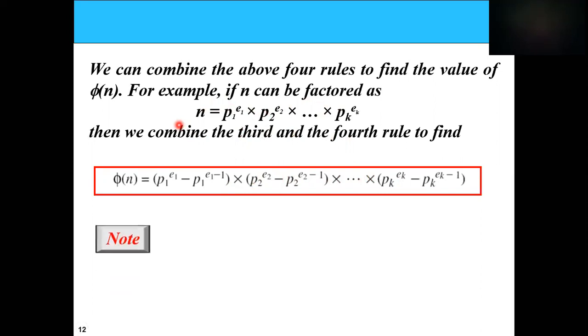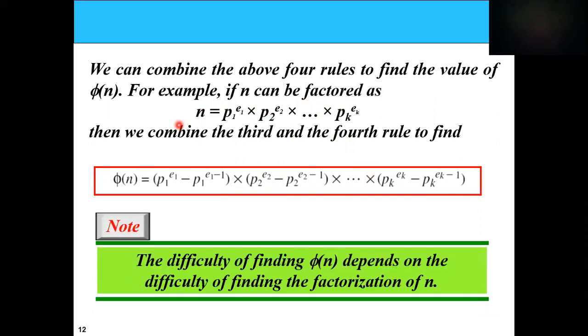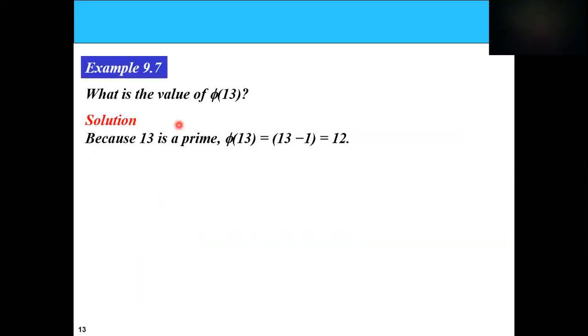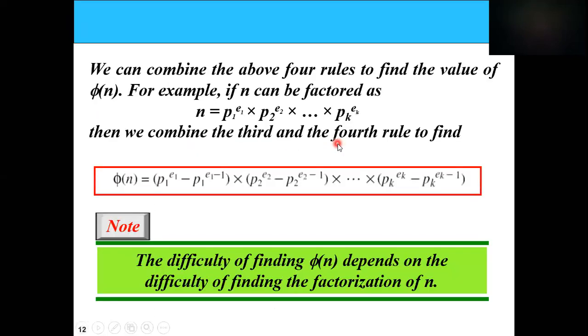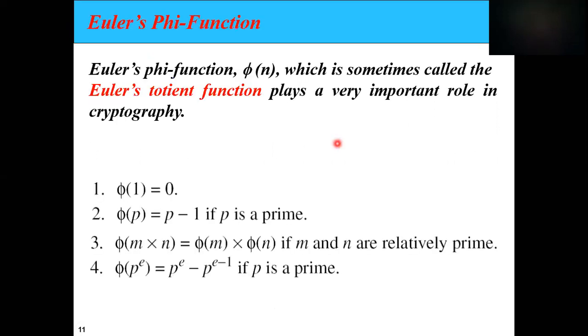So one can say the difficulty of finding phi depends upon the difficulty of finding the factorization of n. So let us take the value of phi of 13, because 13 is prime. In that case, phi of 13 is p minus 1, equal to 12. We have used the second case here.